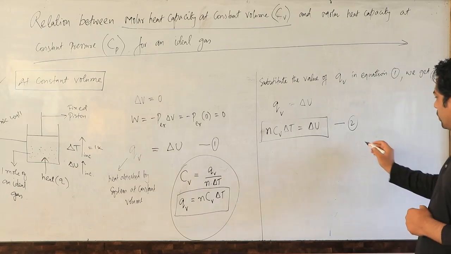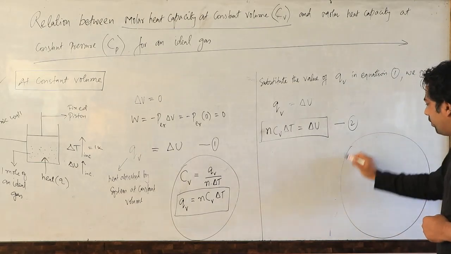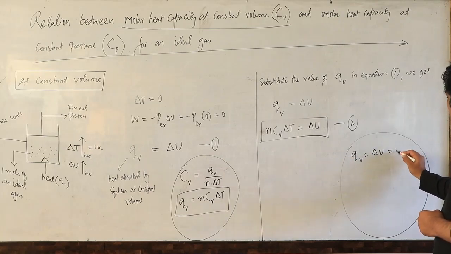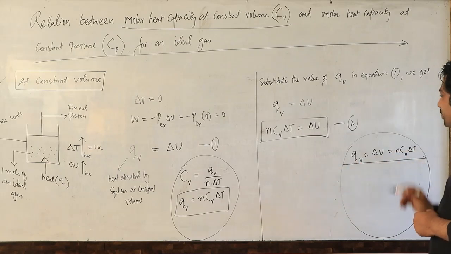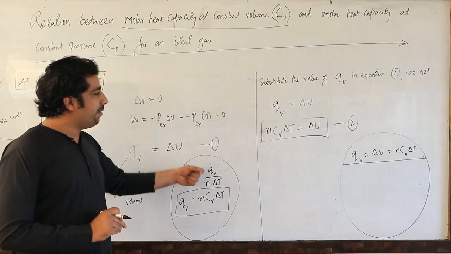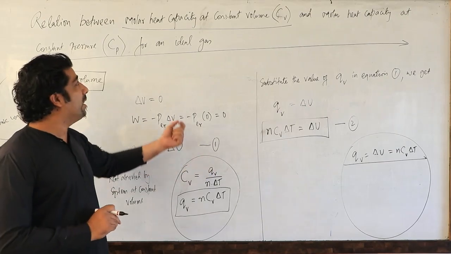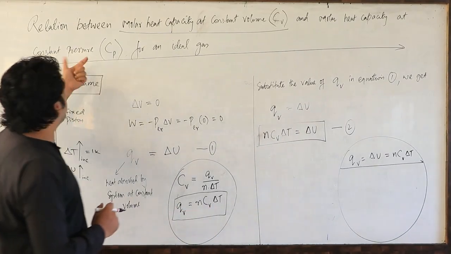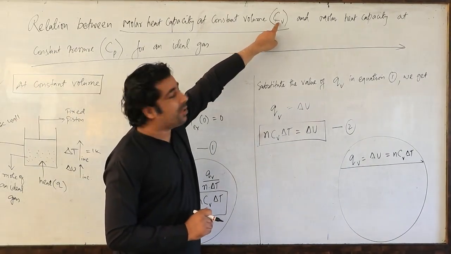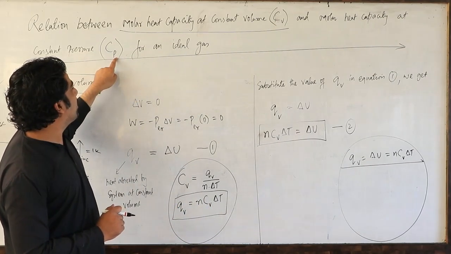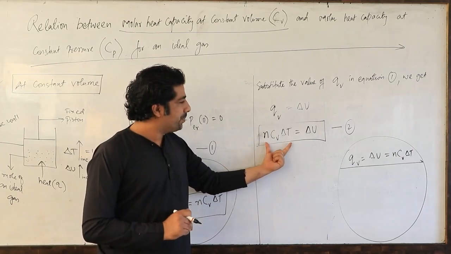Or even I can also write here, my dear friends, QV is equal to delta U is equal to NCV delta T. So this is the expression I can also mention. So please remember up to here. Make note of this. I will go further, my dear friends, and I will derive an expression for molar heat capacity at constant pressure. And remember, this CV is nothing but molar heat capacity at constant volume, and this CP is the molar heat capacity at constant pressure.